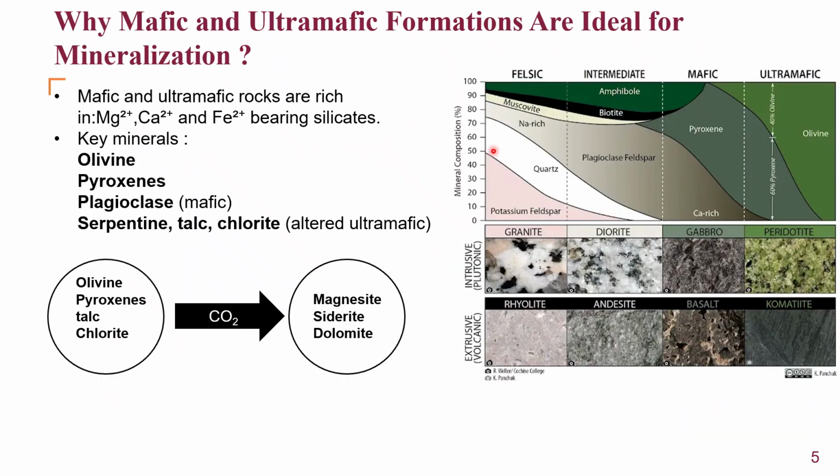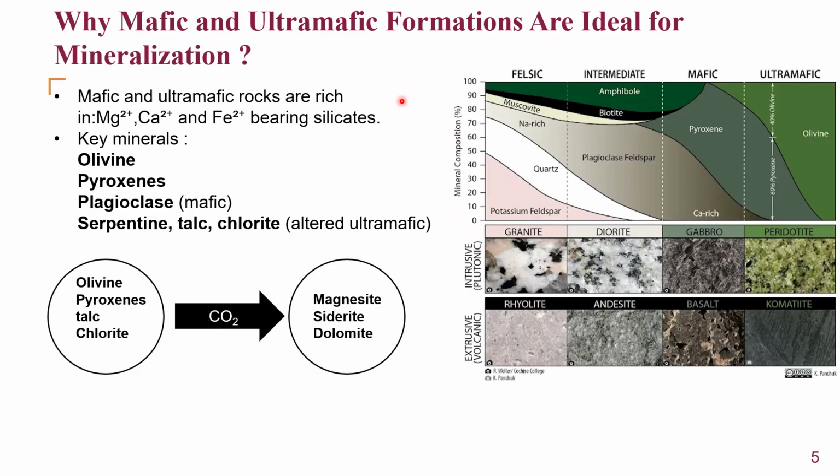Why are mafic and ultramafic rocks ideal for mineralization? As I said earlier on, mafic and ultramafic rocks are rich in magnesium, calcium, and iron bearing silicates. And then these magnesium, iron, and calcium bearing silicates are the ones that are essential in converting your CO2 into stable carbonates. Key minerals in mafic and ultramafic rocks include olivine, pyroxene, plagioclase, serpentines, talcs, and chlorides.